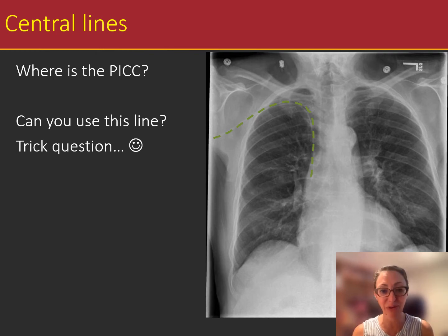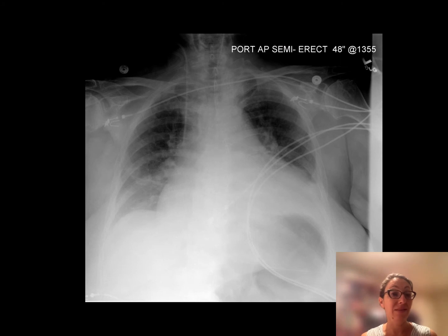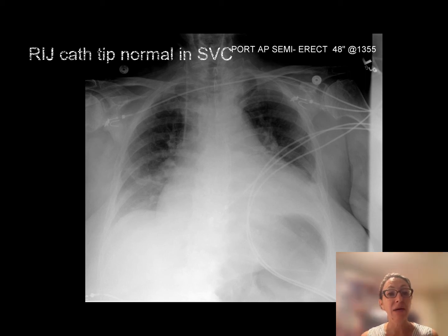This is a nice example of a well-positioned central venous catheter inserted via the right internal jugular vein approach. The catheter terminates in the superior vena cava, well above the level of the cardiac chambers. And here is the outline of the catheter in the superior vena cava.